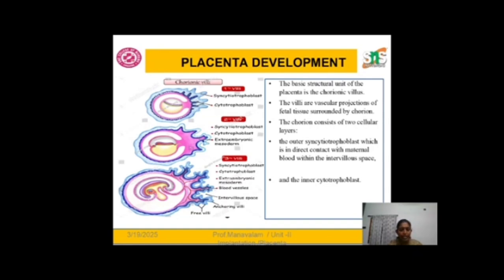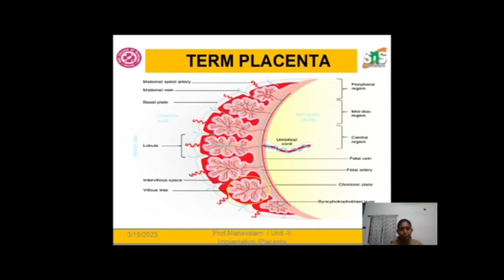Some of these villi go beyond the syncytiotrophoblast and anchor in the decidua basalis; these are called anchoring villi. Some of the villi do not attach to the basalis; those are called floating villi or free villi. This is about the formation of primary, secondary and tertiary villi.